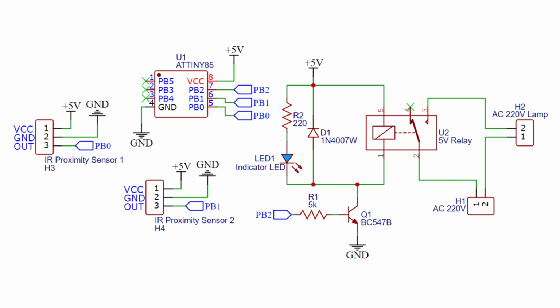An indicator LED is also included in the circuit, connected in series with a 220 ohm resistor to show the relay's activation status. Additionally, a 1N4007 diode is placed across the relay coil to protect the circuit from voltage spikes generated during switching. The entire circuit operates on a 5-volt power supply, ensuring smooth operation of the microcontroller, sensors, and relay driver.